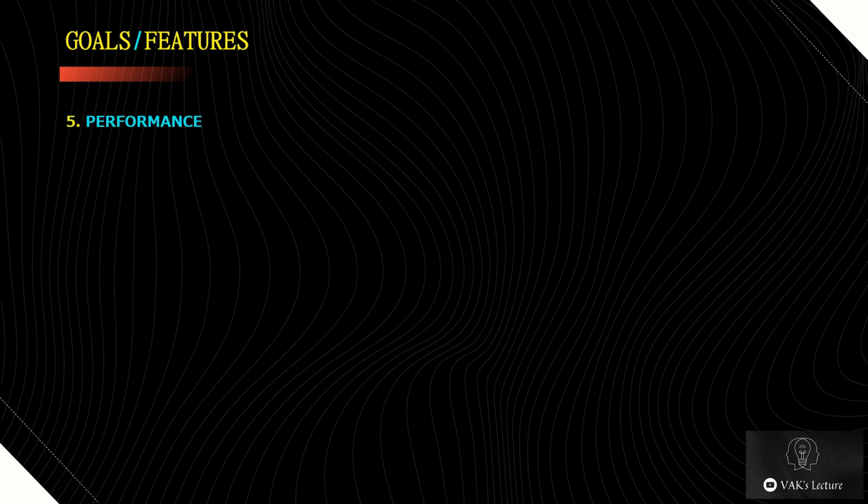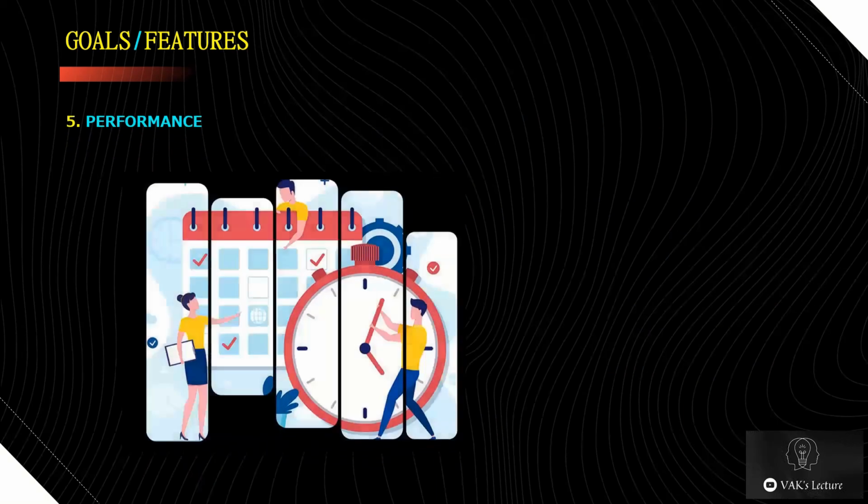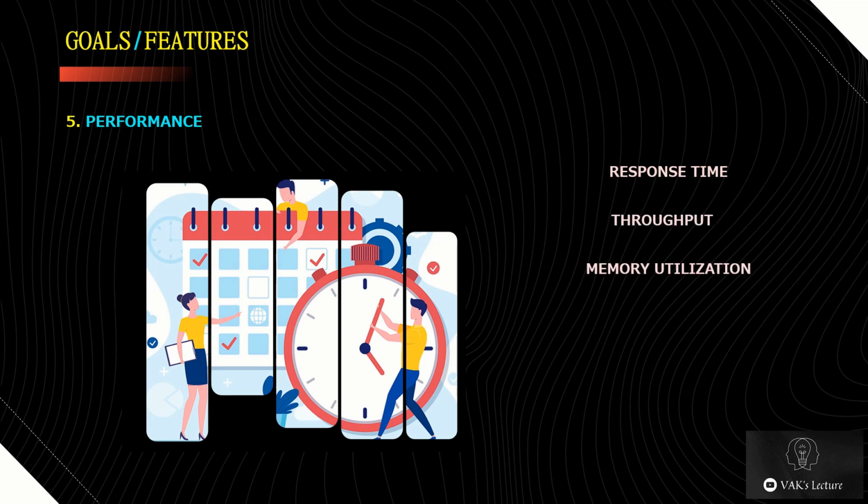Performance. The distributed operating system must be fast and efficient in working. It can be fast response time, better throughput, proper memory utilization, and network utilization, etc. So, these all are the goals of a distributed operating system.